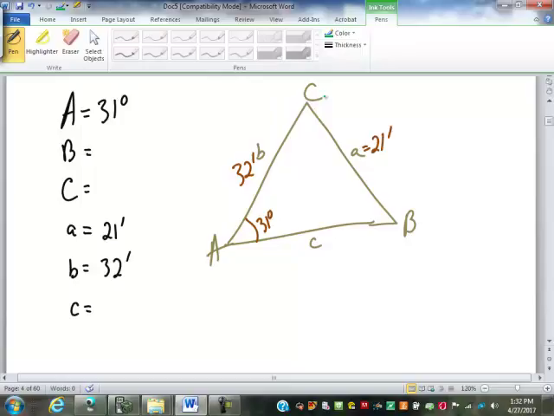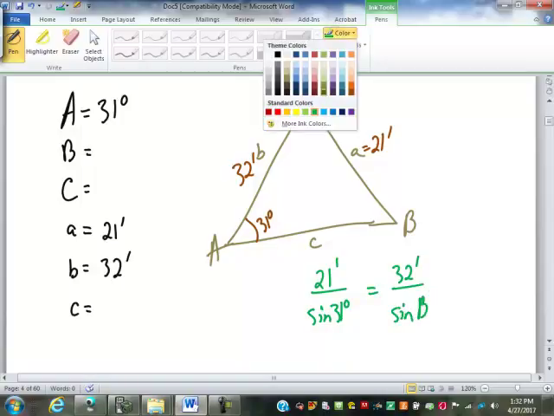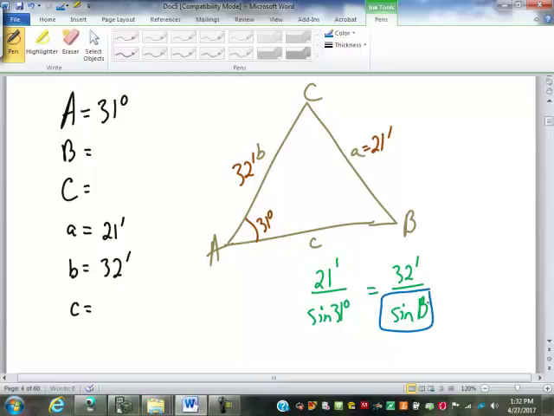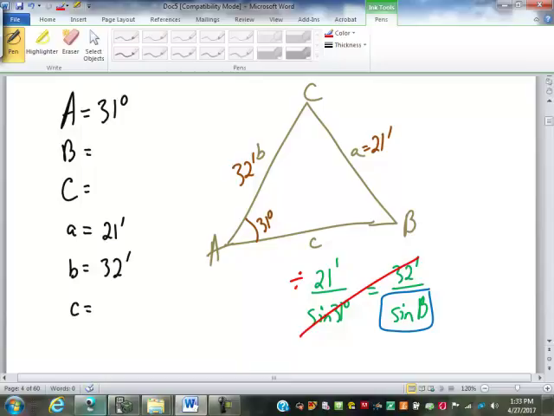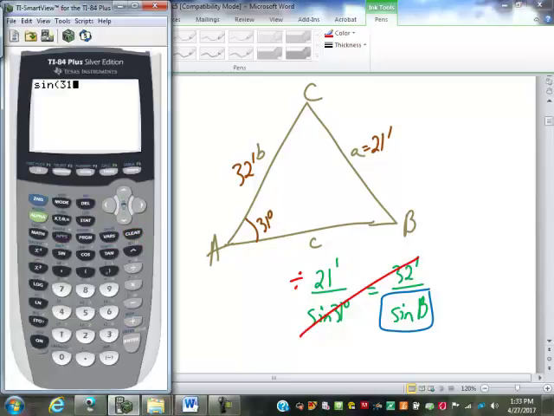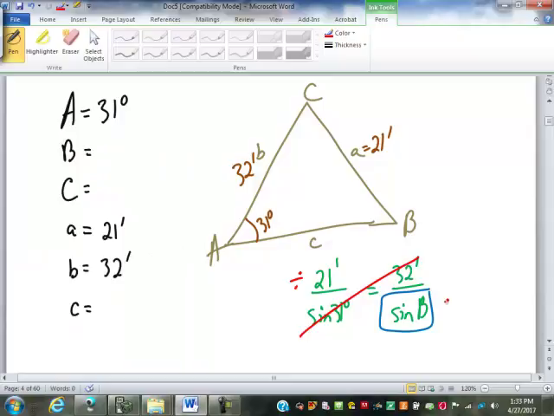Do we have a side and opposite angle? Yes. So why would that be a problem? We got what we need. Let's check this out. 21 over the sine of 31 equals 32 over the sine of B. So again, we're solving for the sine of B, not for B at the moment. So cross multiply and divide. So we use sine 31. Again, make sure we close that parentheses. Times 32 divided by 21. 0.7848.